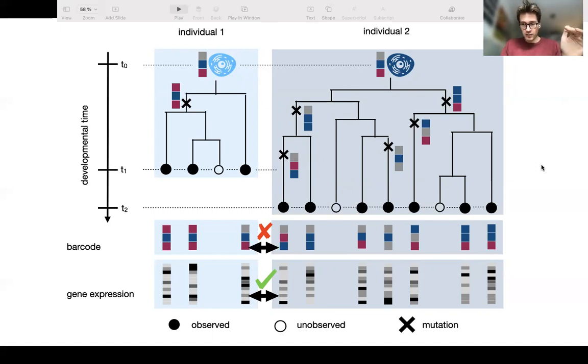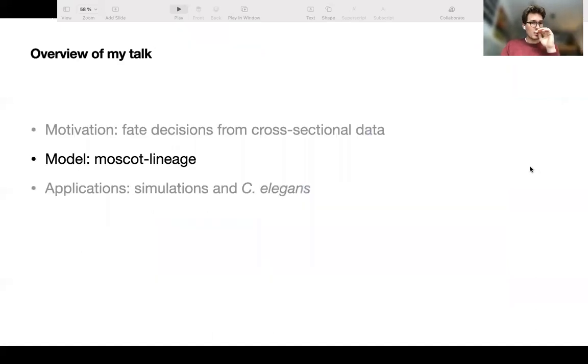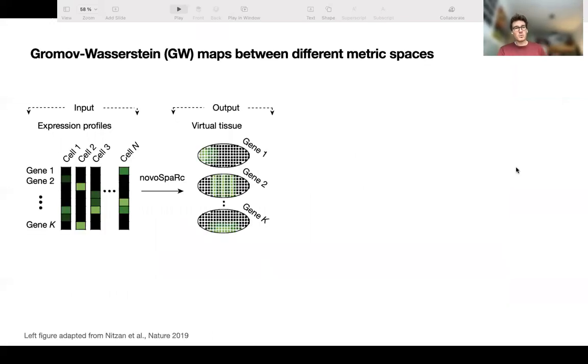However, we still want to make use of them in our model. So let me introduce the model in the next step. Before I do that, there's one other flavor of optimal transport that I have to introduce, which is called Gromov-Wasserstein optimal transport. And it's easiest to explain that with an example.